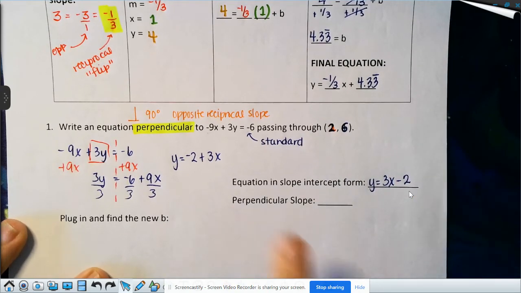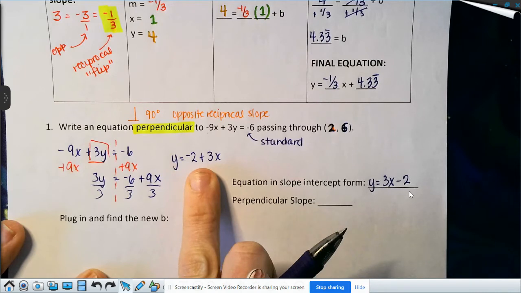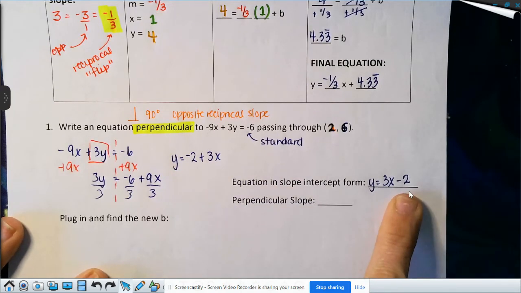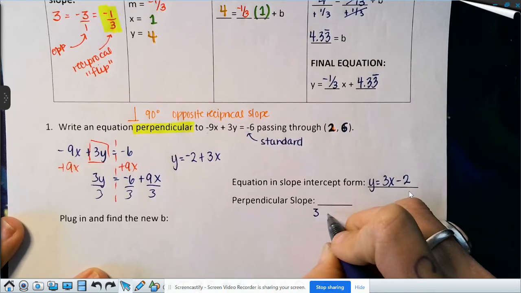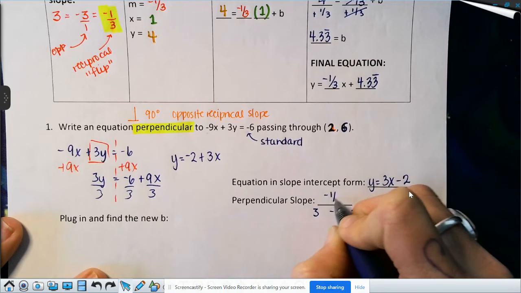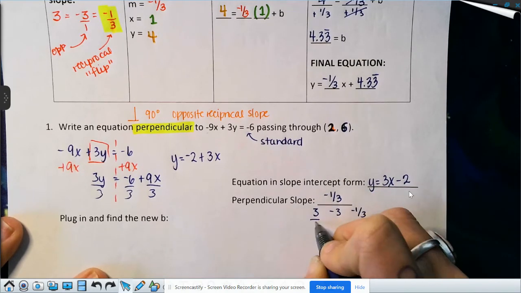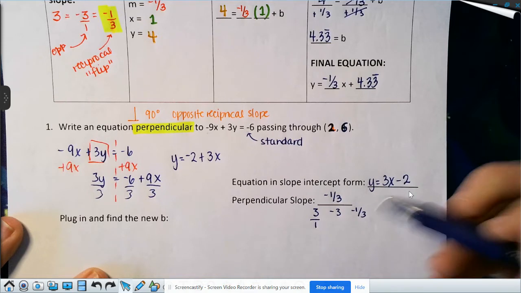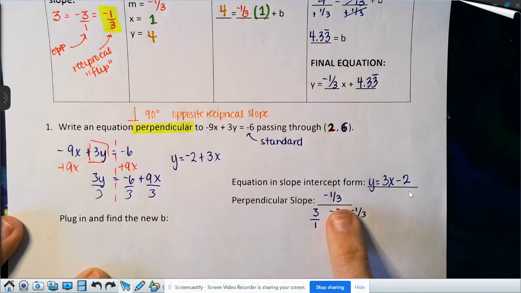And you can, again, write it in the order that we have it here, or here is maybe better for most of you to make sure you maintain where your m and your b are. Our slope, so we take our 3 and make it negative 3, and then we flip it to make it a negative 1/3. Or if you know that 3 over 1 is 3, you can just flip it and make it negative. So that's our perpendicular slope. Now we need to find our new b.